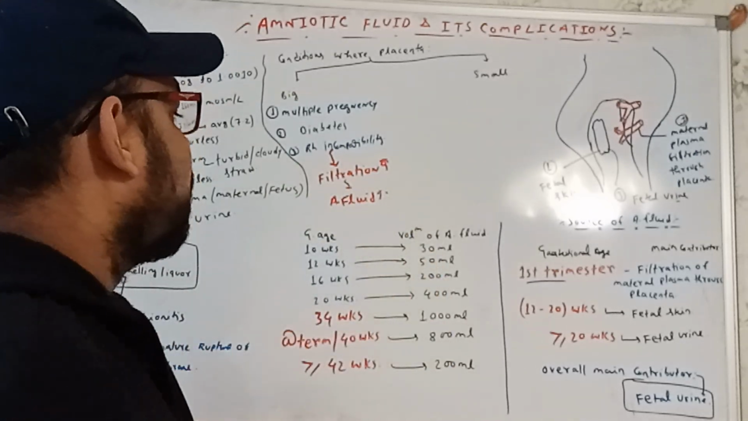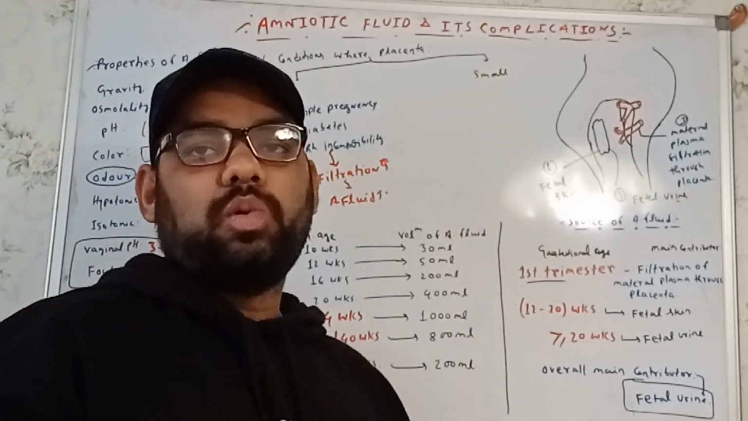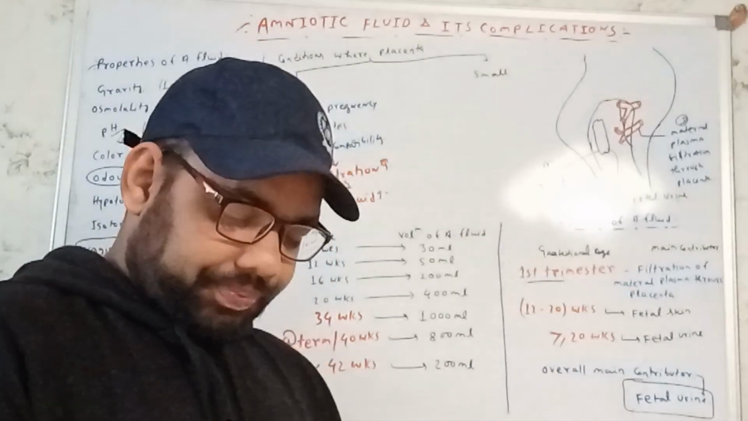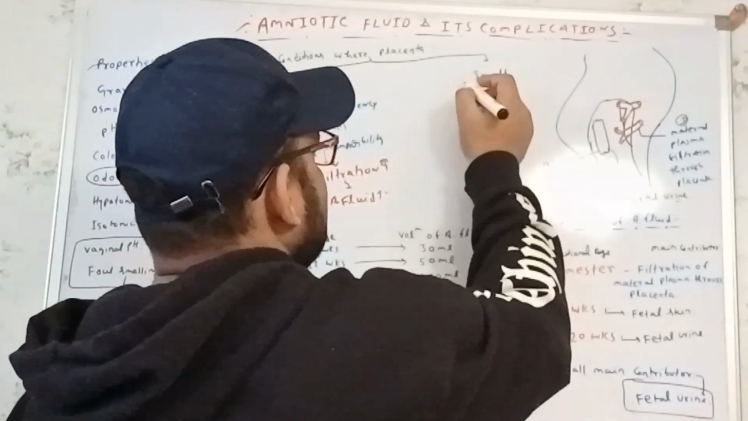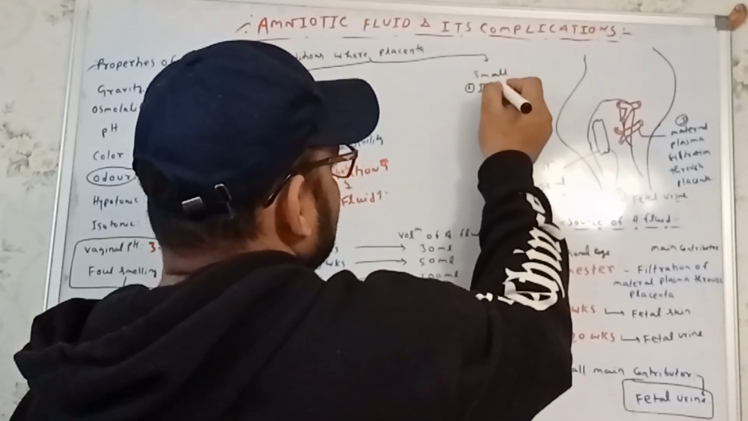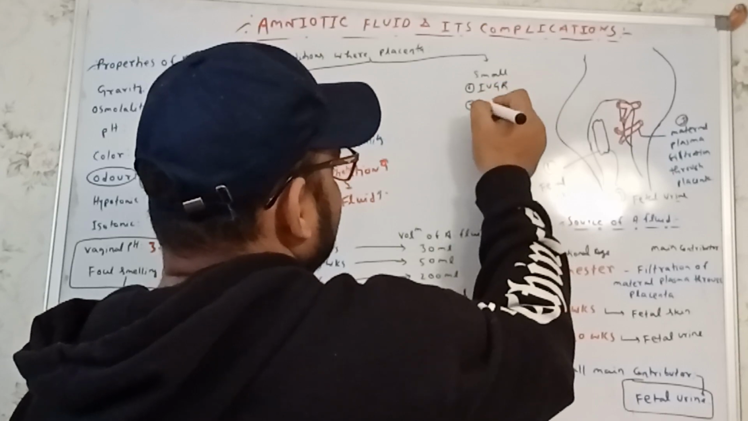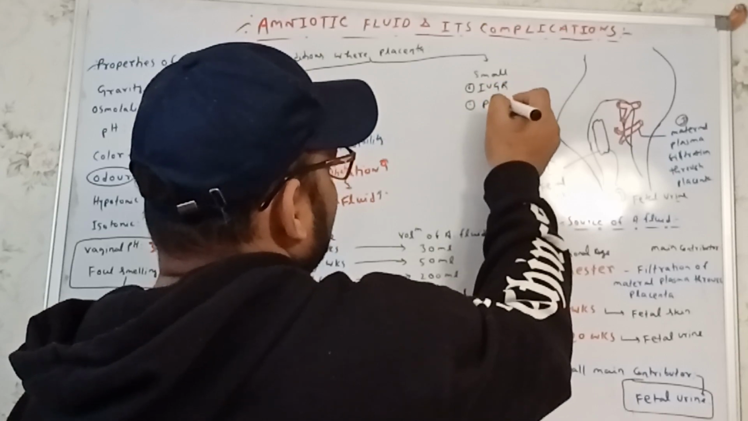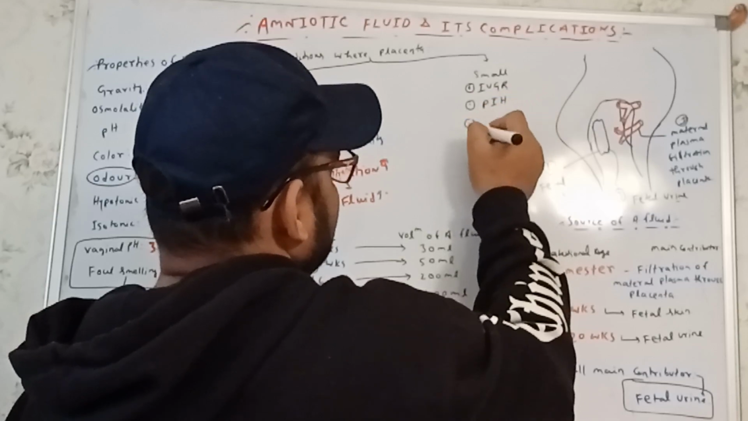There are certain conditions where the size of the placenta will be small. So what are those conditions? For example, we get to see IUGR, intrauterine growth restriction. If we see PIH, or, for example, TORCH infections.